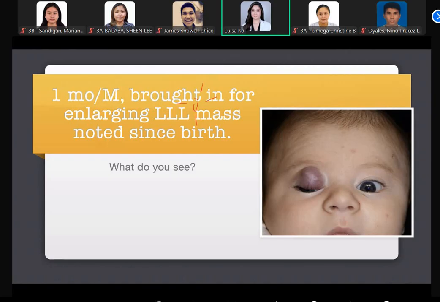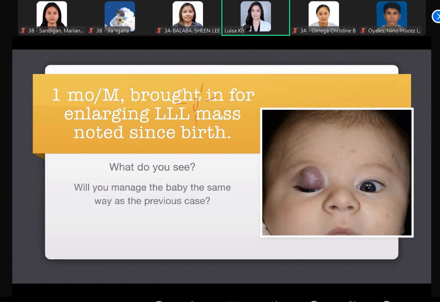Okay, aside from the whole upper eyelid, what else is it occupying? It actually looks large enough to occupy the entire socket, right? So it's obstructing the globe. Would you agree? Yes, Doc. Sige. So in this case, no, I think Ninyo will manage it differently na. Sheen, you were saying something about a laser. Why would you want to do a laser for this case?